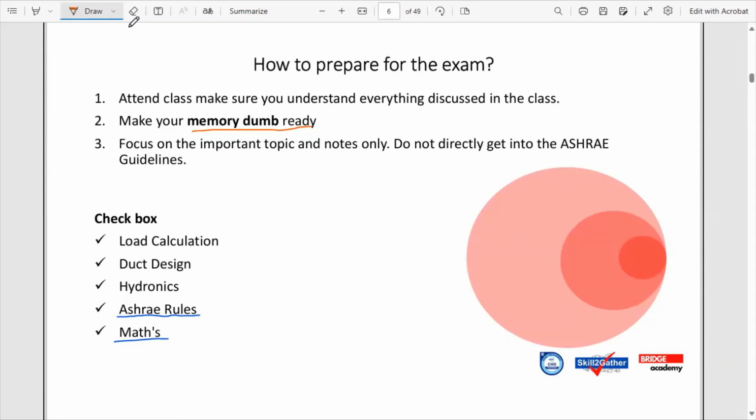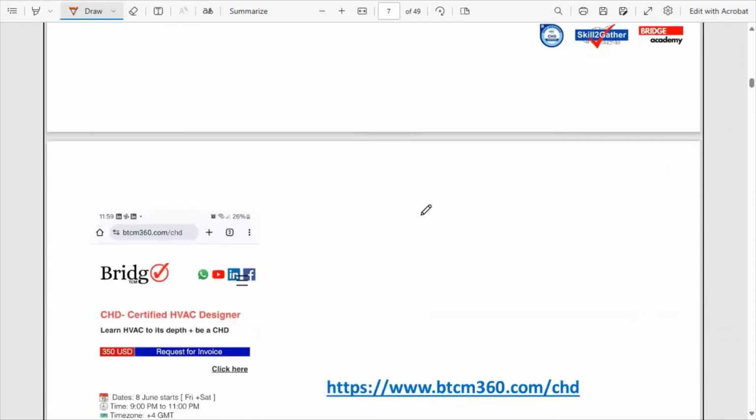Before the exam, you make sure that you know the load calculation very well, duct design very well, hydronics very well, and ASHRAE rules and regulations you know very well, and maths you know. After this, if you sit for the exam, you simply are going to pass.